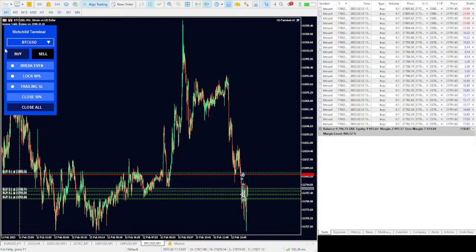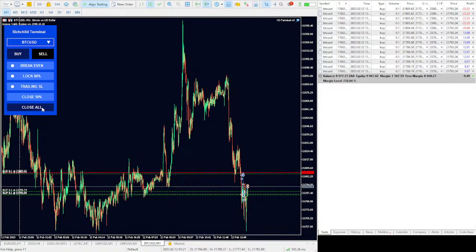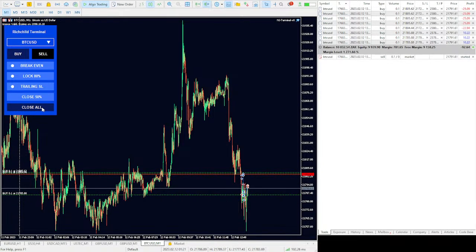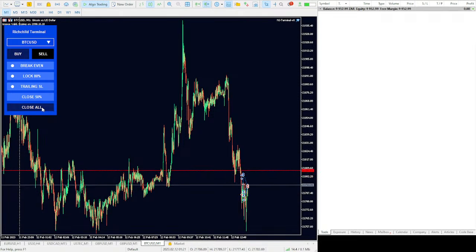See here, it's a little bit of profit. You can click on close all to close all the trades rapidly and bank your profit. So this is the power of the Richchild terminal, guys. Tomorrow let's do a session where the market is very volatile, and we can get to see the Richchild terminal in action, doing its thing, taking profit, protecting your account, opening trades, killing the broker, basically.